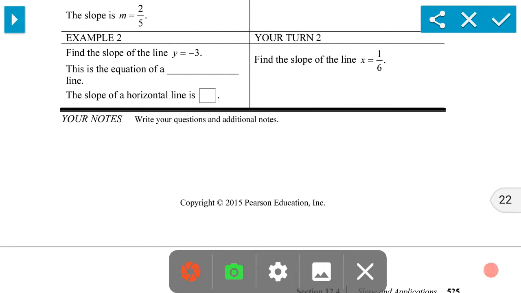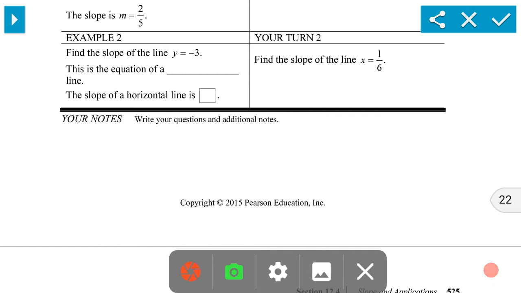We wanted to finish out section 12.4 today. We stopped on page 524 at the bottom of the page, so we will begin this video with example 2. Find the slope of the line y equals -3.